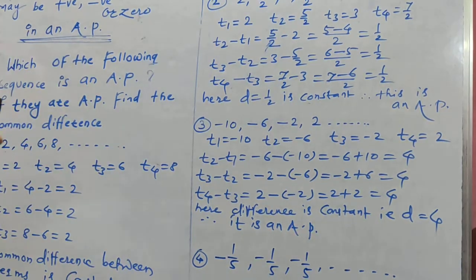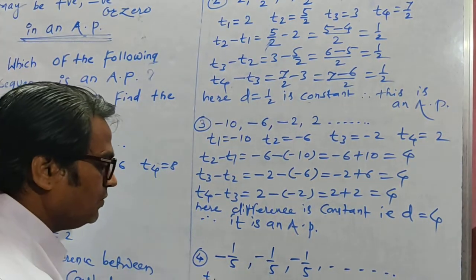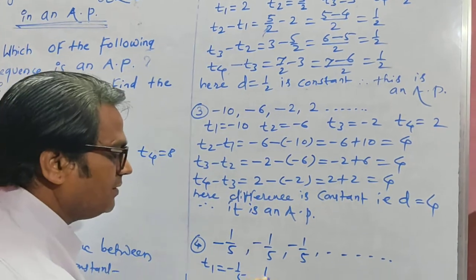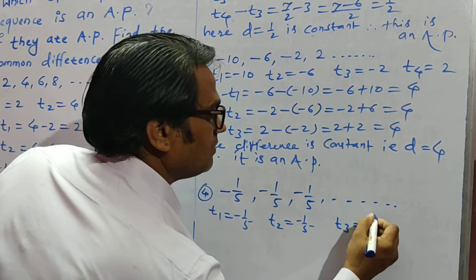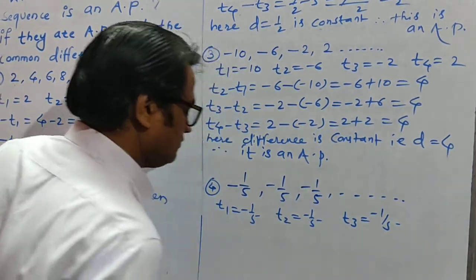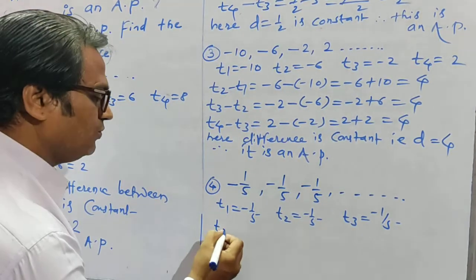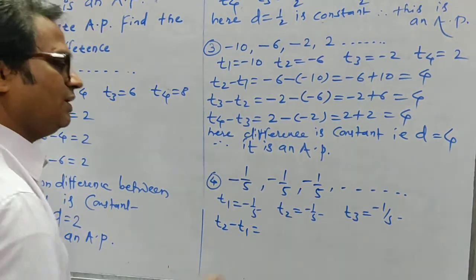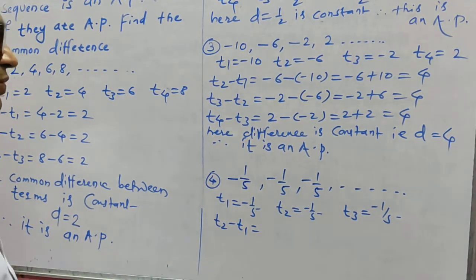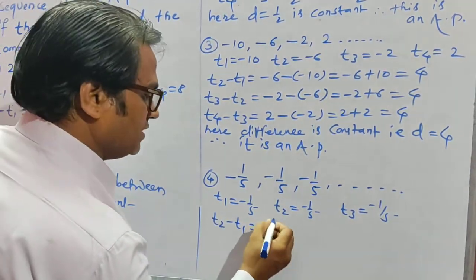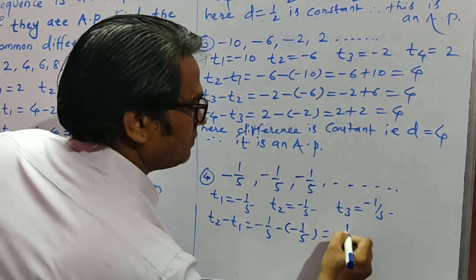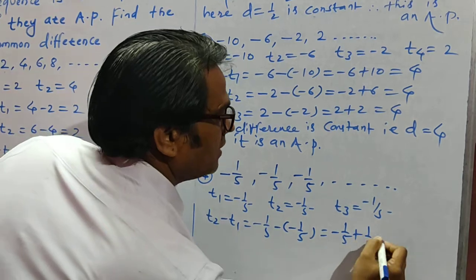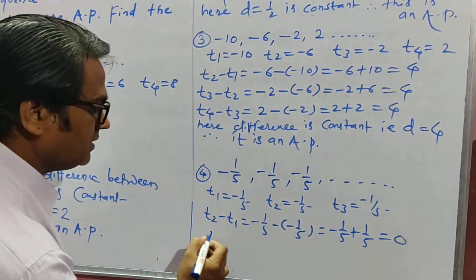Now next, you can see this. T1 is equal to minus 1 by 5, T2 is equal to minus 1 by 5, T3 is equal to minus 1 by 5. This is going on. Now, if we subtract T2 minus T1, by looking only, we can say that the common difference is 0, but still we will calculate it. Minus 1 by 5 minus of minus 1 by 5 gives us minus 1 by 5 plus 1 by 5 gives us 0.